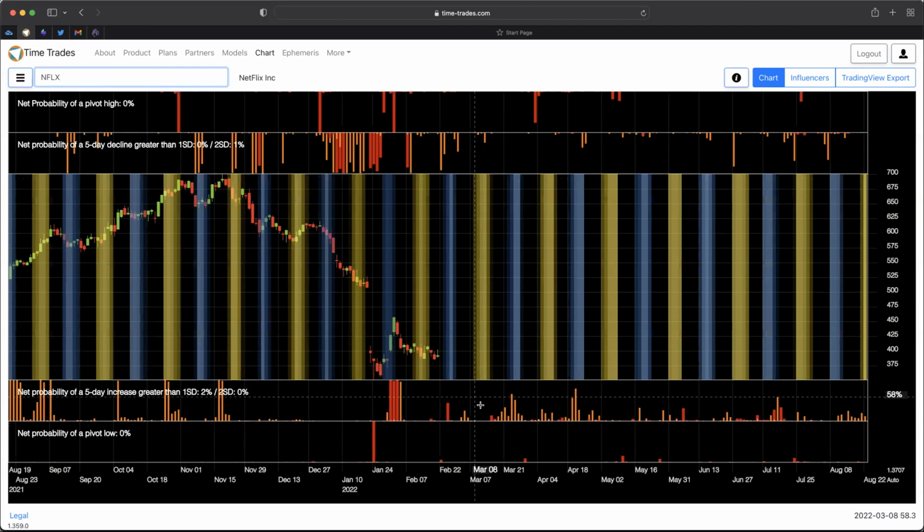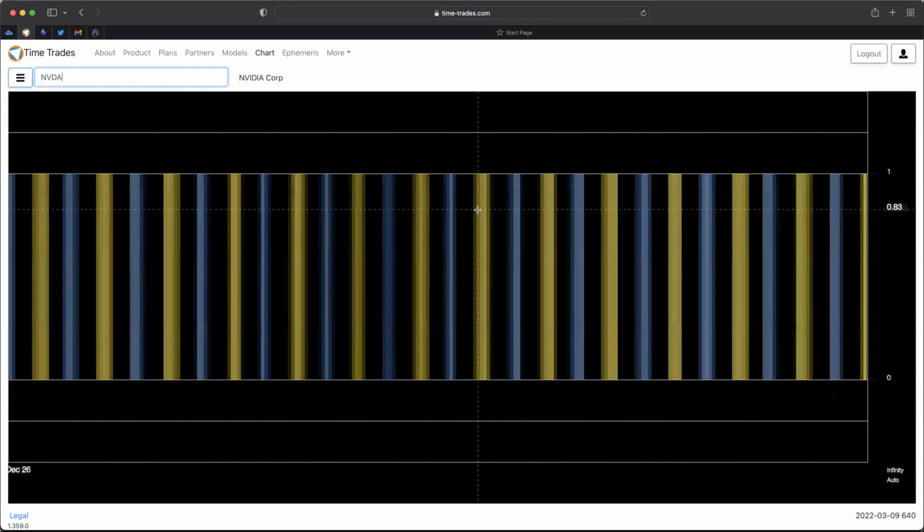I'm a lot more interested in trading things like this, where we see a cluster of up days, as well as an increasing probability of up days, complemented by a pivot high in the near future. So even though this might turn into a big up day, this is something that I'm a lot more comfortable trading. Okay, so that's Netflix. Let's look at NVIDIA.